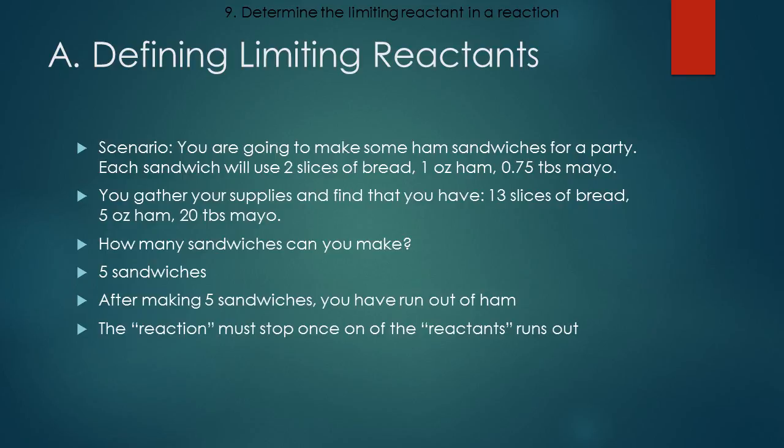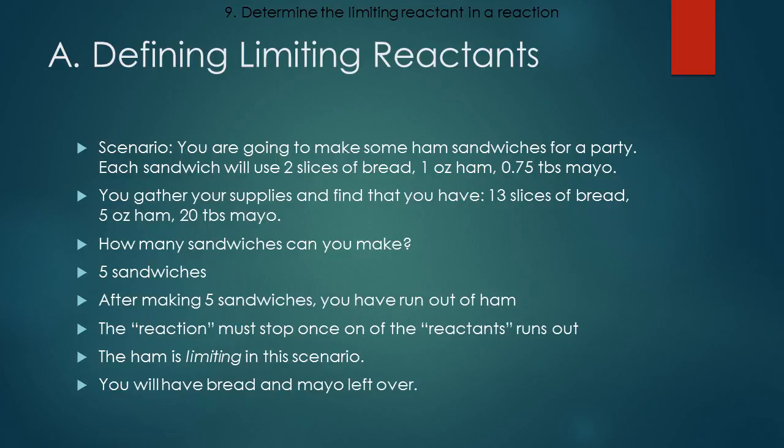So this reaction, if you will, or the process of making sandwiches, it has to stop once one of the reactants, in this case the ham, if you consider those to be reactants, runs out. The reaction must stop. In other words, what we're saying here is that the ham is limiting in this scenario. And then we would have bread and mayonnaise left over. We would say that those are in excess. We have more than we need for this scenario because we can only make 5 sandwiches anyway. It wouldn't matter if I had 13 slices of bread or 13,000 slices of bread. I can only make 5 sandwiches.